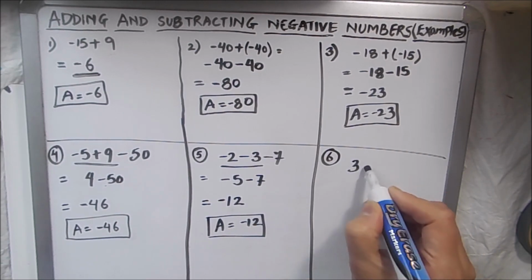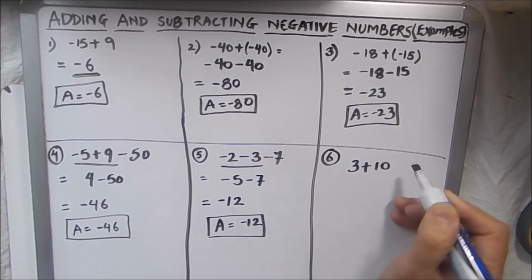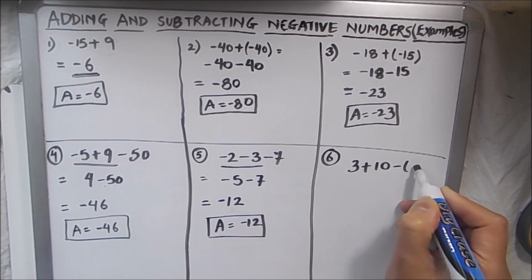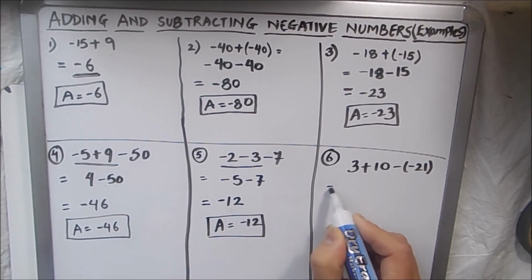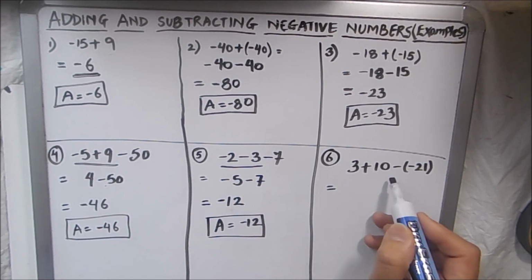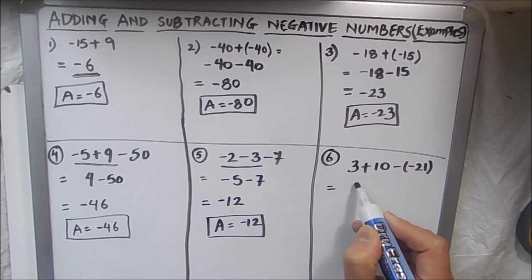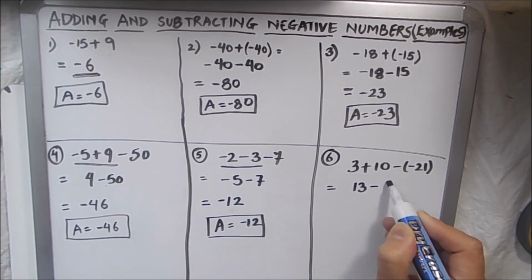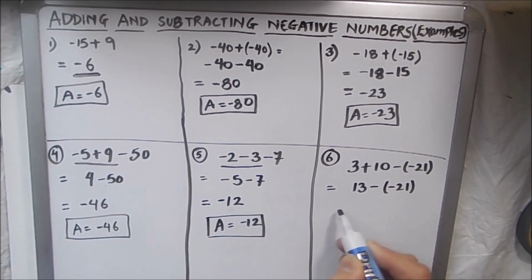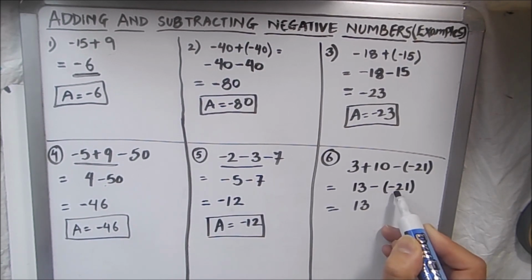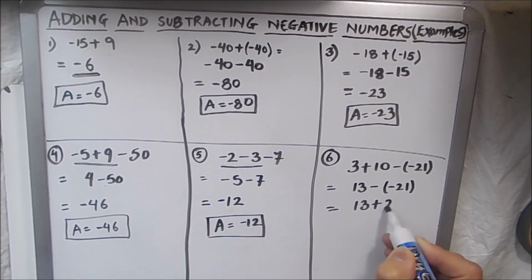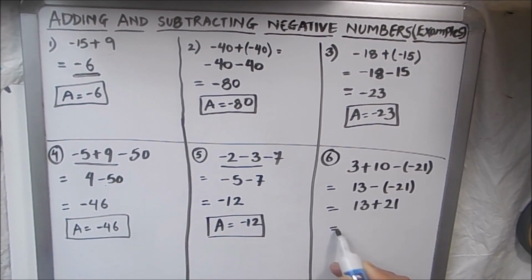Let's take 3 plus 10 minus negative 21. So here both the numbers are positive. So this will be plus 13 minus 21. Now the next step is to open this parenthesis. So negative times negative will be plus 21. So 13 plus 21 is 34. So our answer is 34.